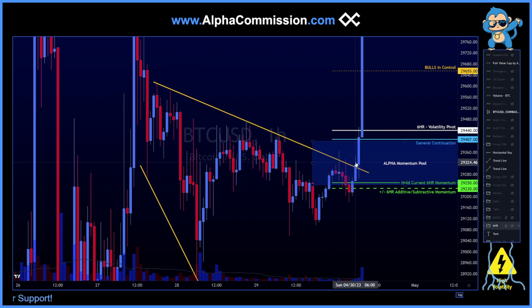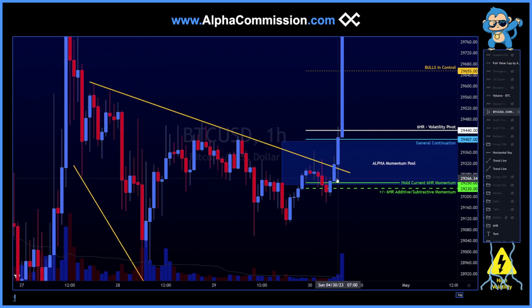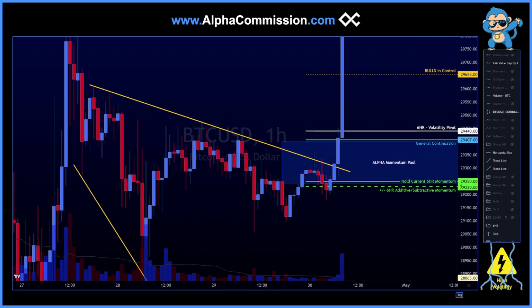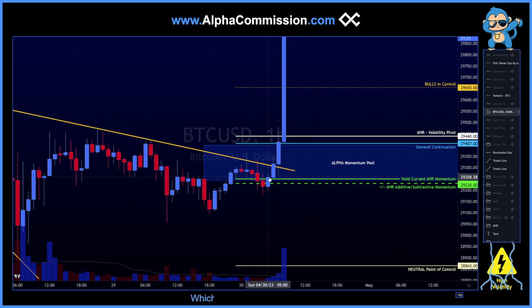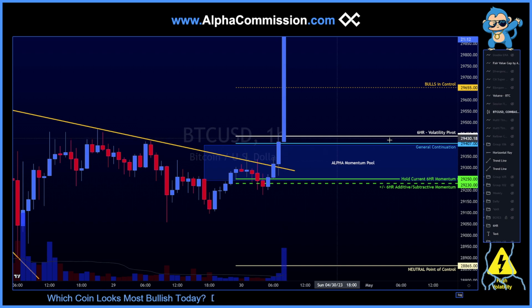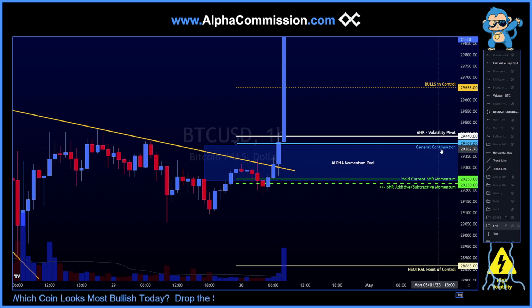After breaching that neckline, we did a retest, not of the neckline, but of our hold current momentum level, just showing you how significant these key price levels that I show you to watch are. And what did we do? We ended up closing the candle above that and pushing all the way to my general continuation.